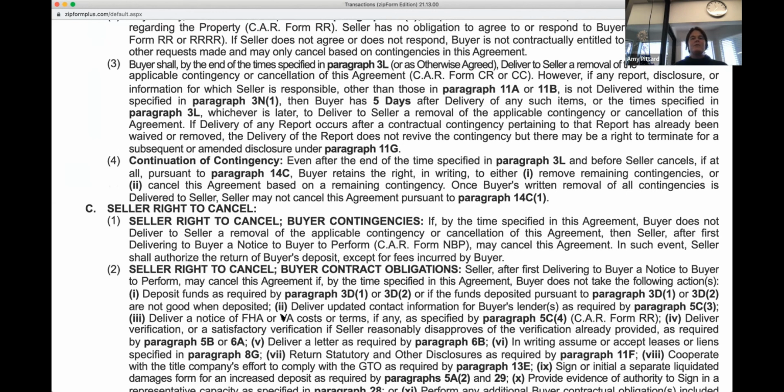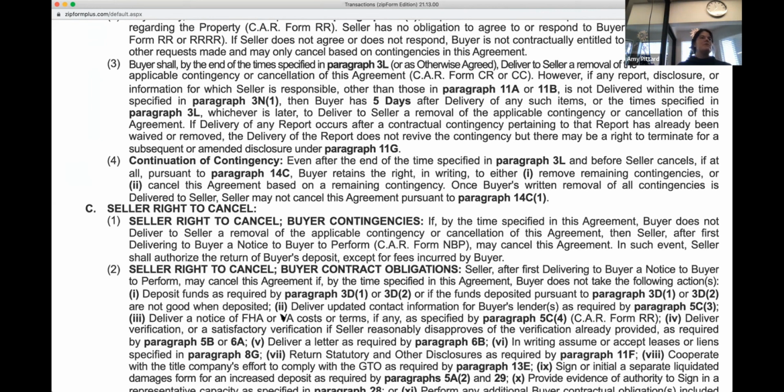Once the buyer's written removal of all contingencies is delivered to the seller, seller may not cancel this agreement pursuant to paragraph 14C1. Please keep in mind your buyer has to remove the contingency and deliver copies of all the signed disclosures back to the seller as part of this time period.